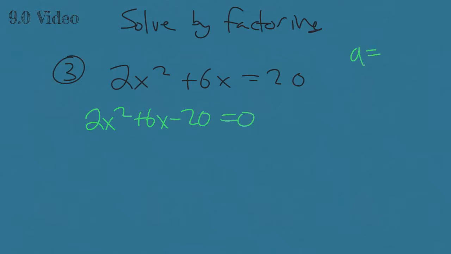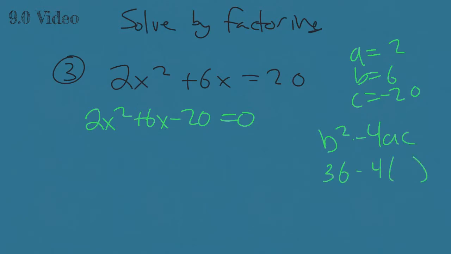Okay, if I do this, a equals 2, b equals 6, c equals negative 20. So my discriminant, b squared minus 4ac, would be 36 minus 4 times 2 times negative 20. That's 36 plus 160, which is 196, which is a perfect square, so this does factor.